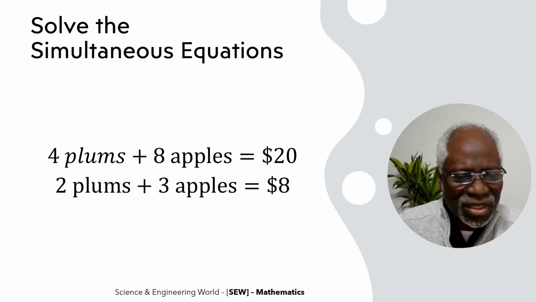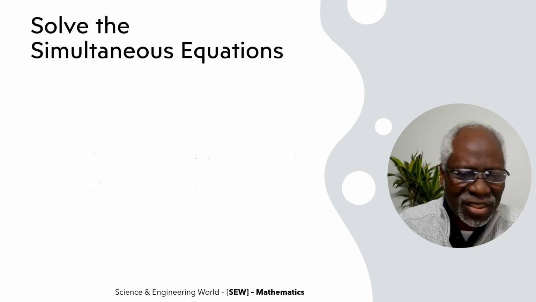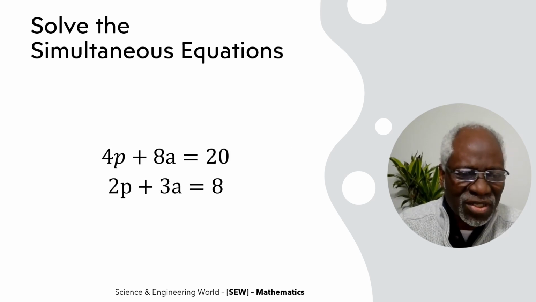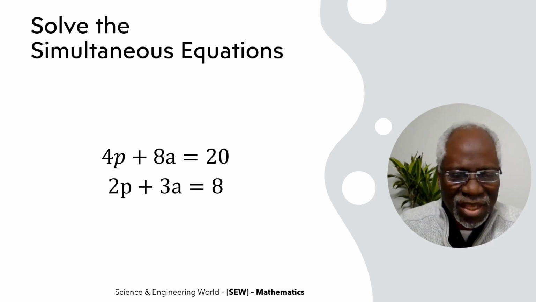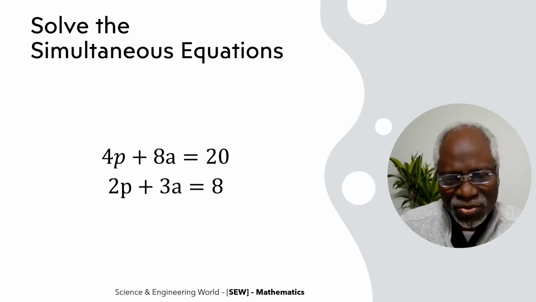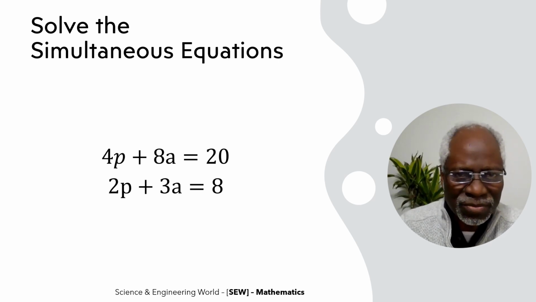And we can now abbreviate plum to be P, apple to be A, and get an expression in this form. That is 4P plus 8A equals to 20, and 2P plus 5A equals to 8. This can be solved simultaneously to be able to obtain a price for apple and a price for the plum.